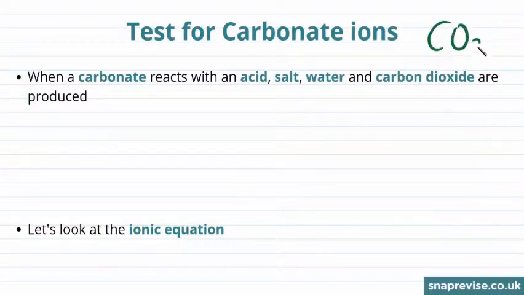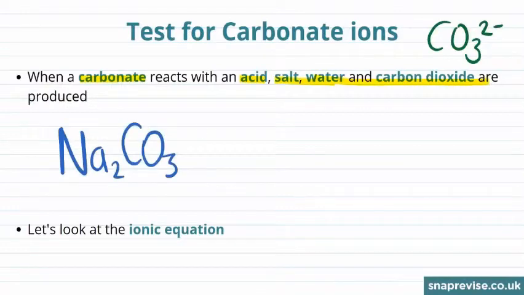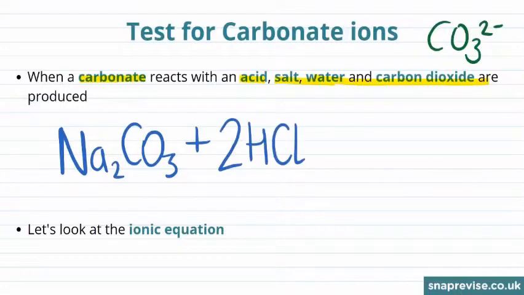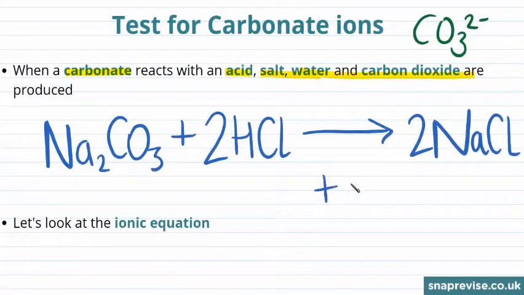We can start by thinking about the test for the carbonate ion, or the CO3 2- ion. This test is based upon the fact that when a carbonate reacts with an acid, salt, water and carbon dioxide are all produced. For example, if sodium carbonate reacts with 2 molecules of hydrochloric acid, the products will be 2 molecules of sodium chloride salt, as well as carbon dioxide and water.